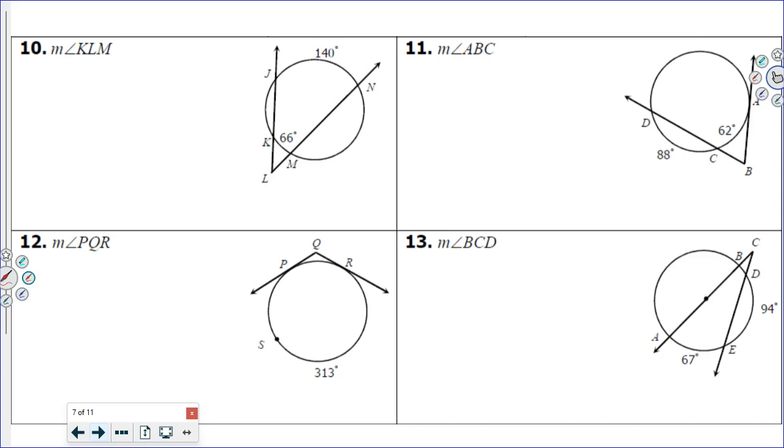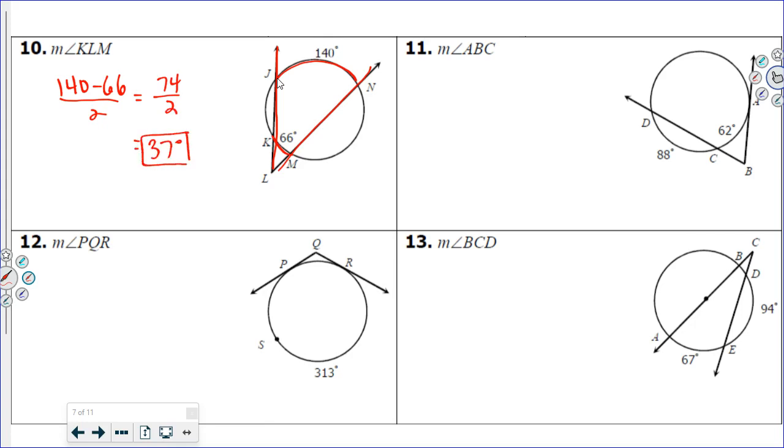If we look at number 10, this is my big arc, this is my small arc here on the inside. So to find my angle, I'm going to just do big minus small divided by 2. So 140 minus 66 is going to get us a value of 74. So 74 divided by 2 gives us a value of 37 degrees.